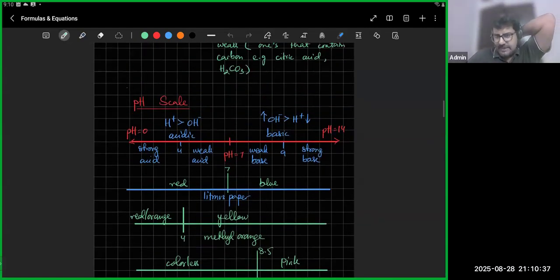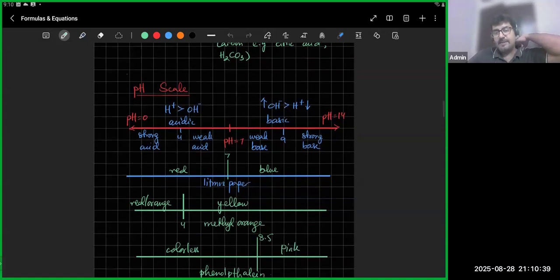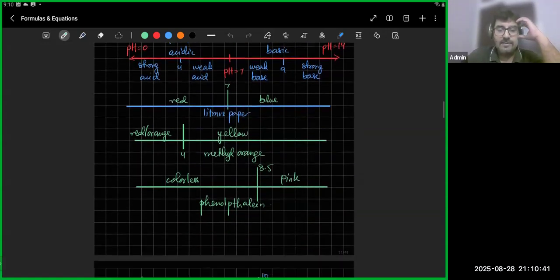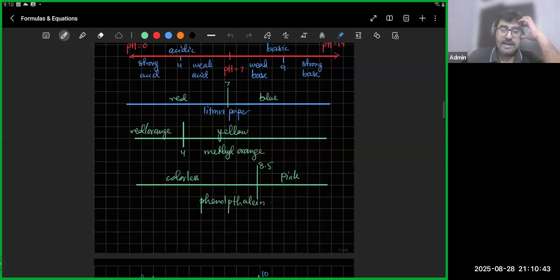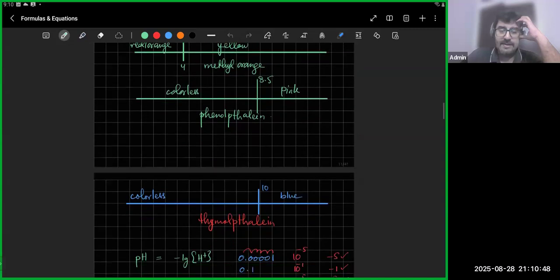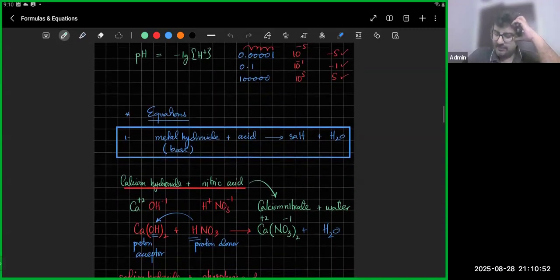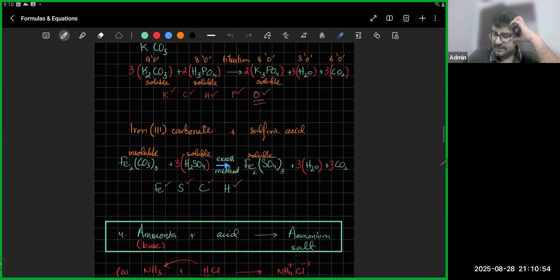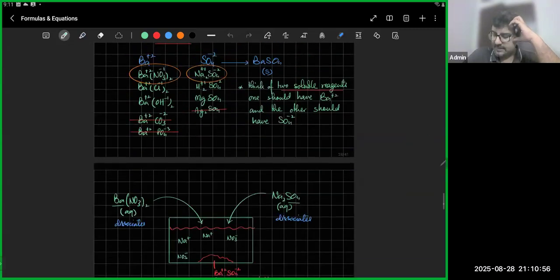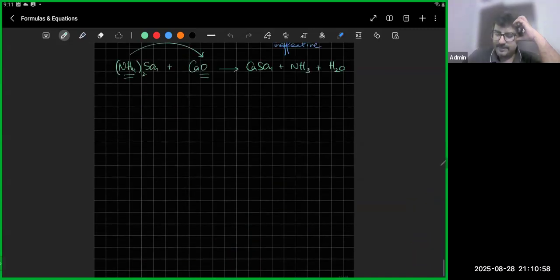The main indicator was left out here. We did litmus paper with red and blue, right? We did methyl orange, we did phenolphthalein. In acid, it's going to be colorless. In alkali, it's going to be pink. Thymolphthalein, we did that, right? So the one that we missed out, I'm just going to add that at the end. There's one very important one.